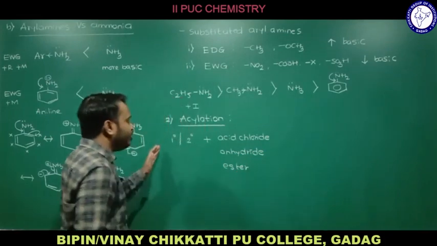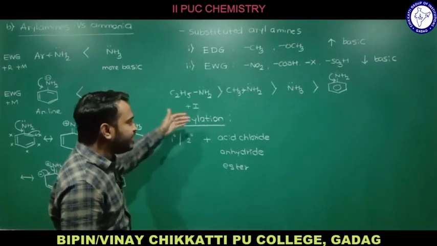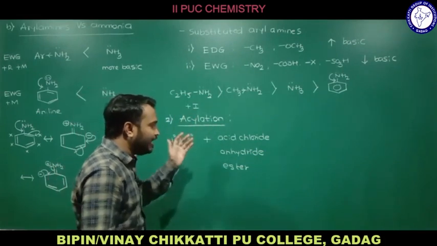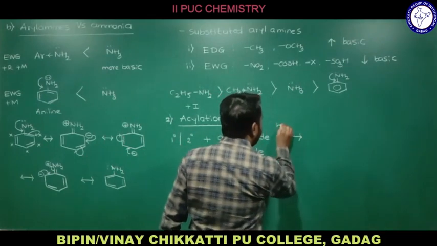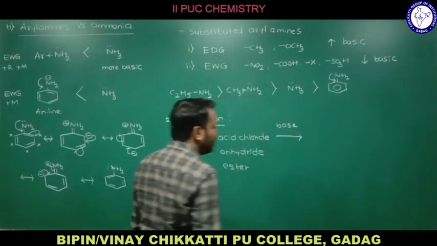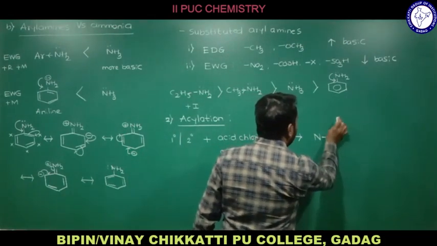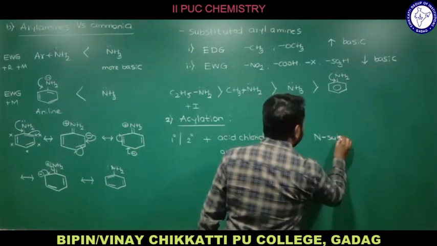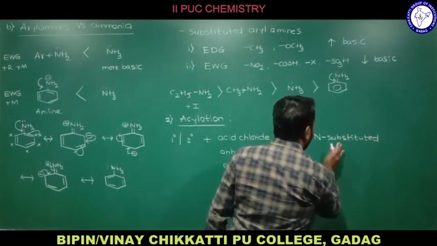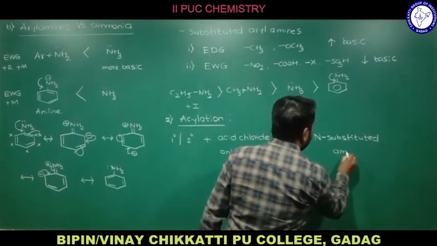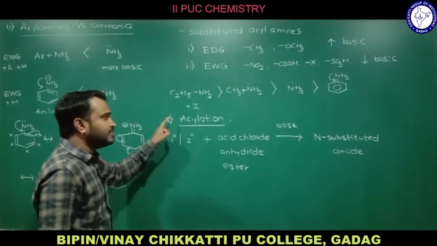When a primary or a secondary amine, that may be aliphatic or aromatic, reacts with the acid chloride, anhydride or ester in the presence of a base, try to know, in the presence of a base, we are going to get an N substituted amide. N substituted amide we are going to get, and that is considered as acylation.